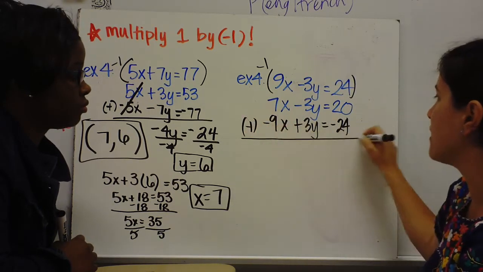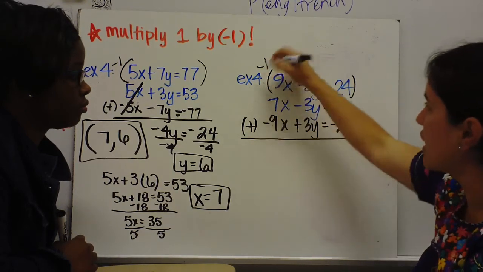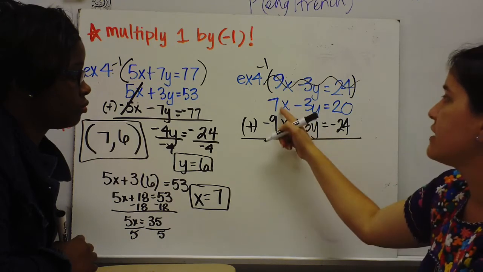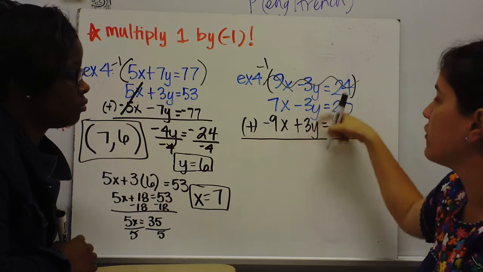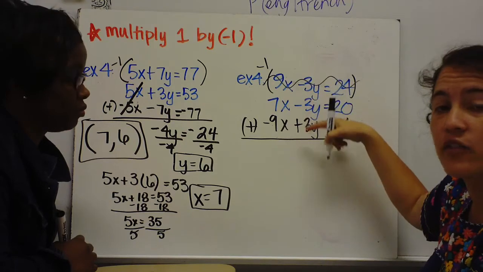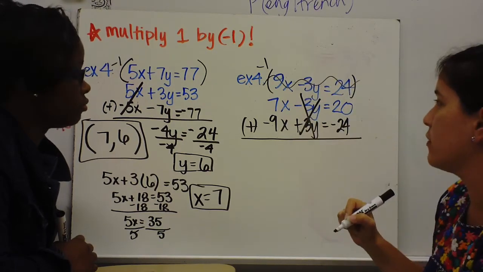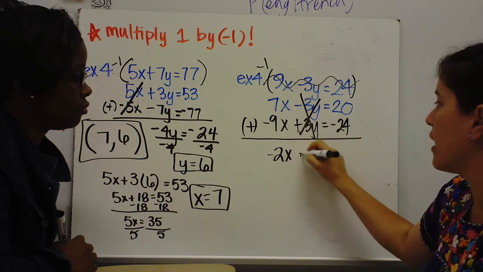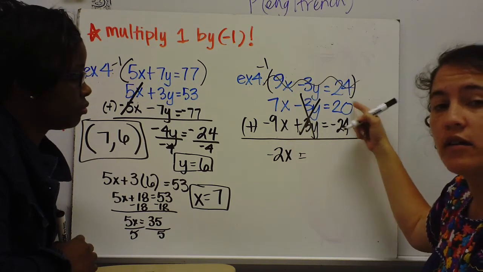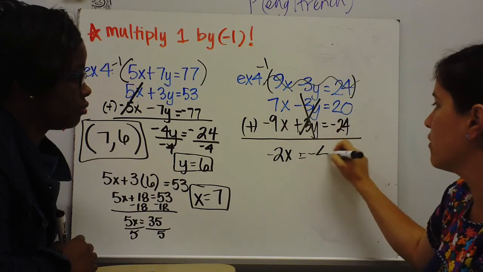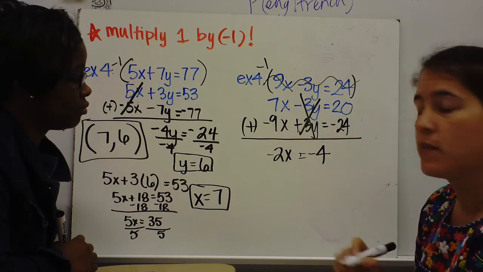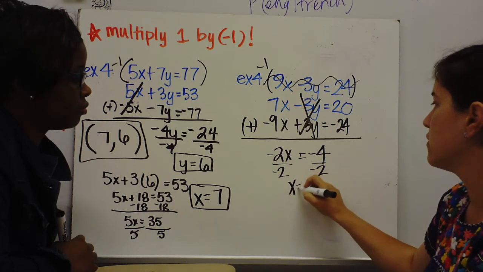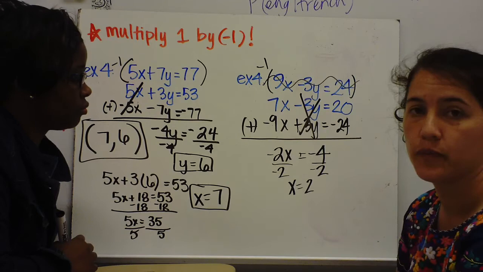Now I can add them, and I don't really want to pay attention to that top equation anymore for right now. Oh wait, first I want to eliminate. Now I have a negative 3 and a positive 3, so I can eliminate the y variable. 7x plus negative 9x is going to give me a negative 2x. 20 plus negative 24 is negative 4. And then I'm going to divide both sides by negative 2, and x is going to equal 2.